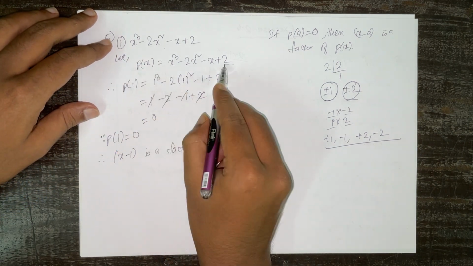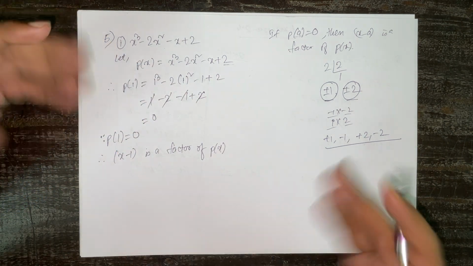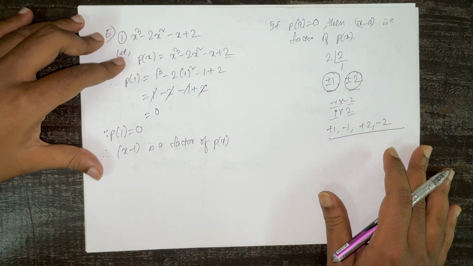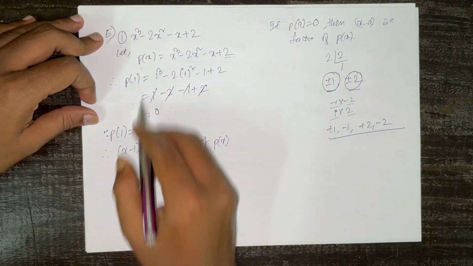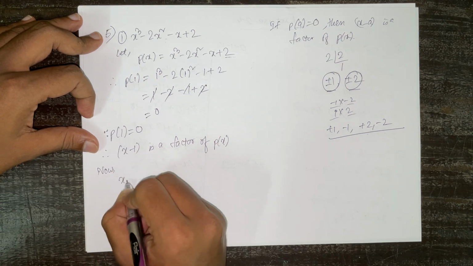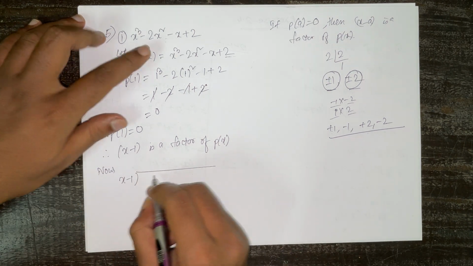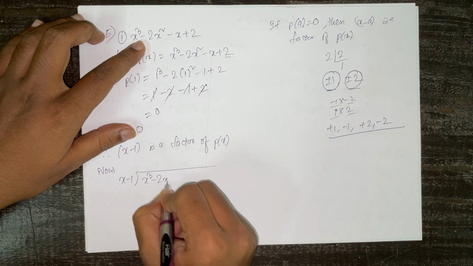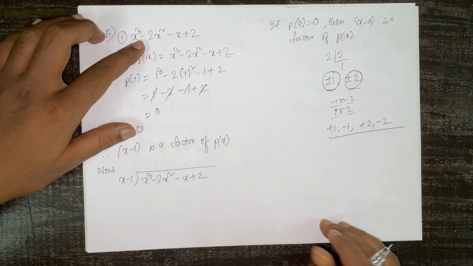x minus 1 is now a factor of p(x). So one of the factors we have got done. Now that we have got one of the factors, we will divide this polynomial by this factor. So using x minus 1, we will divide x cube minus 2x square minus x plus 2.